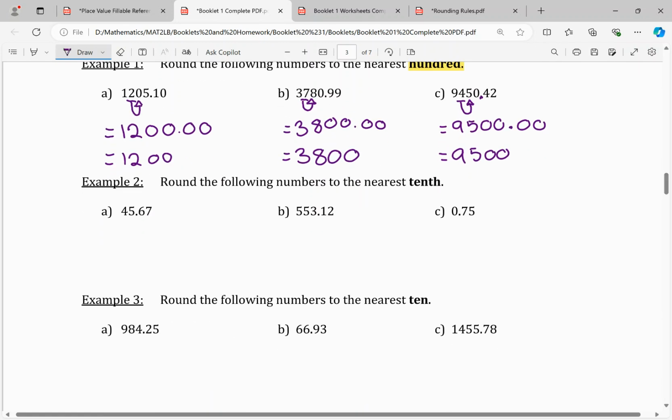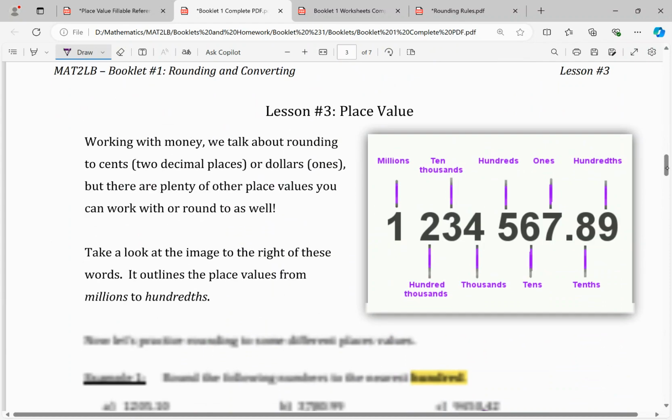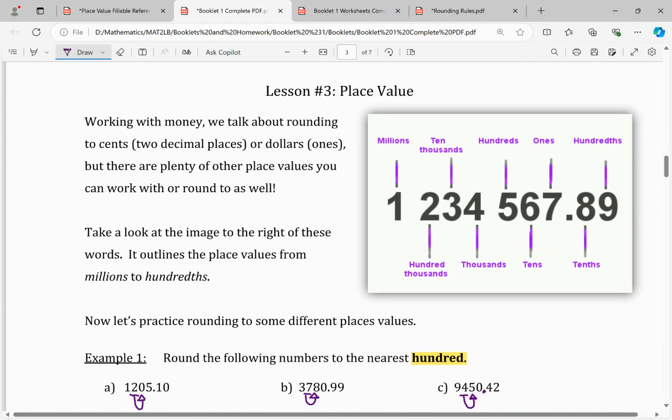All right. Next example, we are going to round to the nearest tenth. Now, please remember that there is a difference between the tenth spot and the tens spot. Right? In our number above, our tenths is the 8 and our tens is the 6. So make sure that you're looking closely at the place value because it's easy to confuse them.